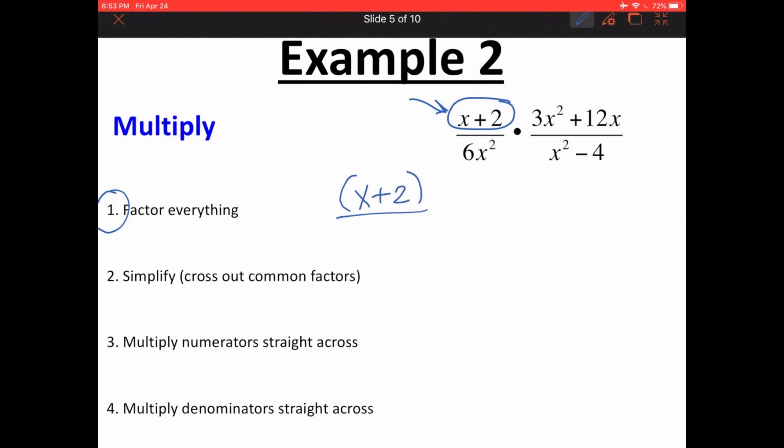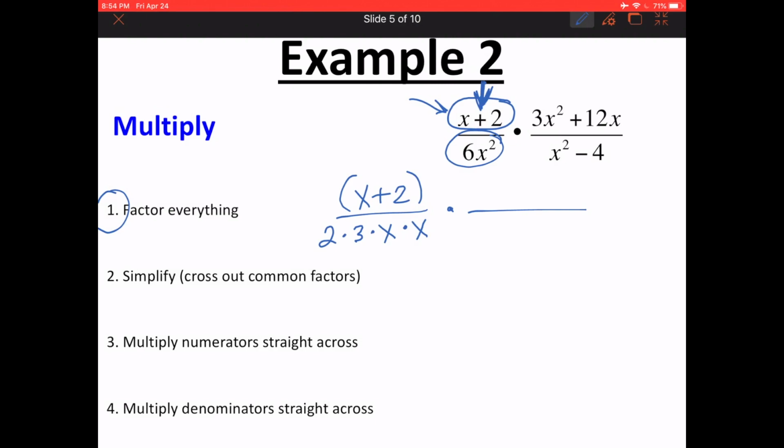I am going to put it in parentheses as a reminder to us that we cannot separate those terms, okay? When we have that plus sign there, it's joining those terms. They cannot be broken up. So you can't just cross out the x. You would have to cross out the whole x plus 2. Here in the denominator, 6x squared. Again, I can't work backwards or use difference of squares, but I can just write this out the long way. So I'm going to put 2 times 3 times x times x.